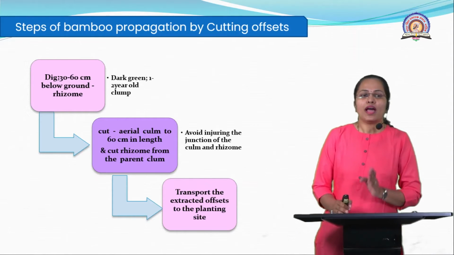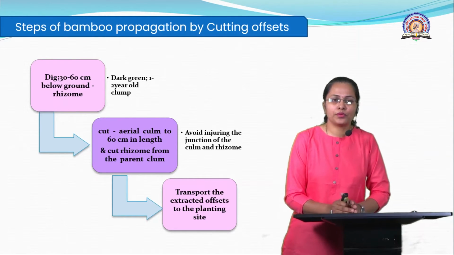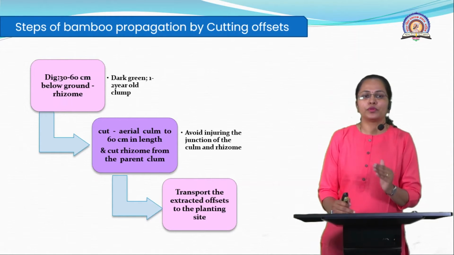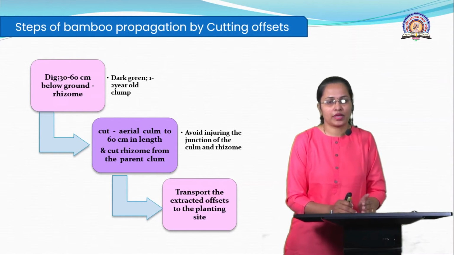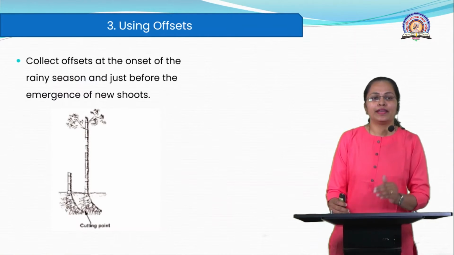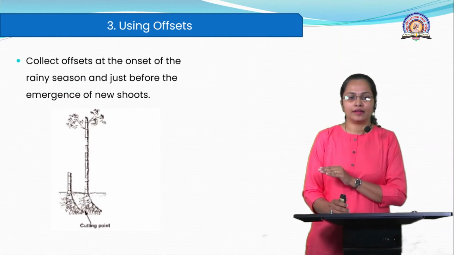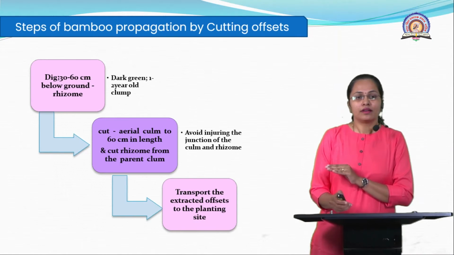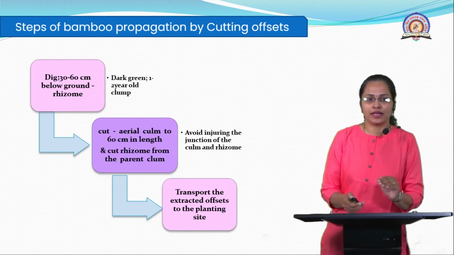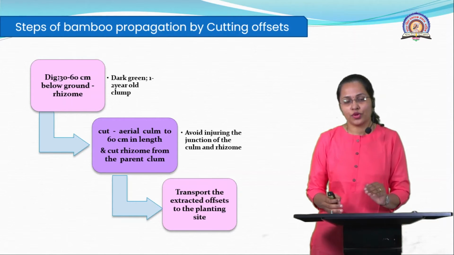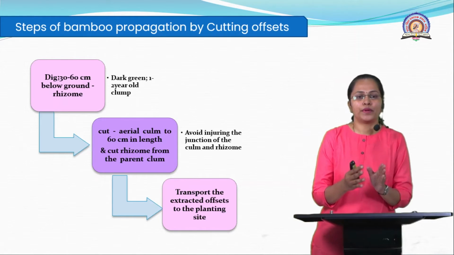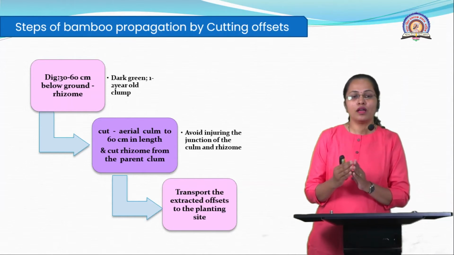Okay, so after digging, what do we have to do? We have to cut the stem or aerial clump up to 60 centimeters. Again in the diagram you can see the cut should be taken at a slanting angle. After cutting that aerial part, we have to cut the rhizome from the parent clump, and then separate out that offset from the mother plant.